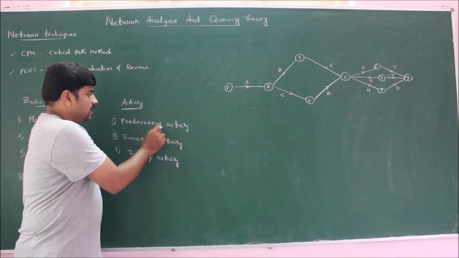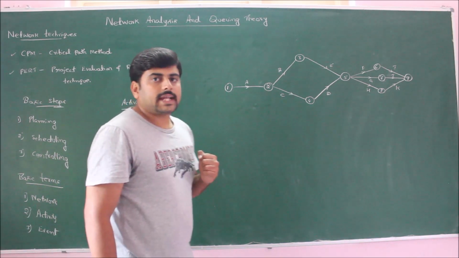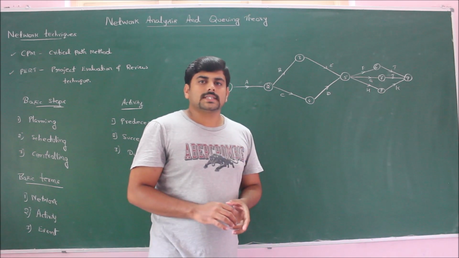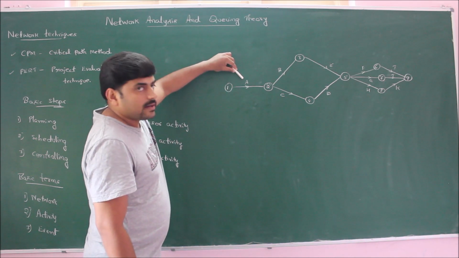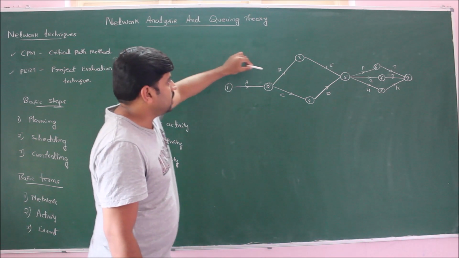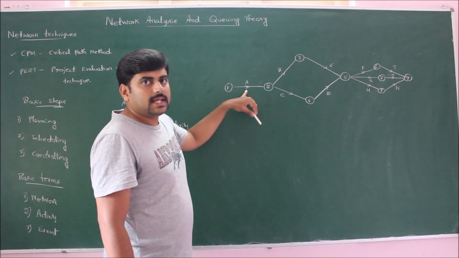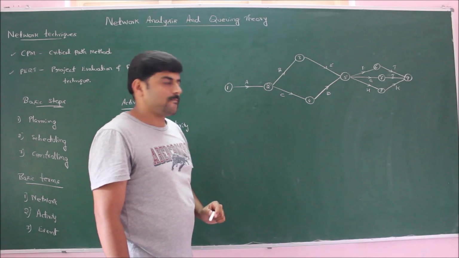Coming to the first one, that is predecessor activity. These are the activities which must be completed before the starting of any other activities. For example, activity A must be completed before the starting of activity B and C. Therefore, activity A is a predecessor activity for activity B and activity C.